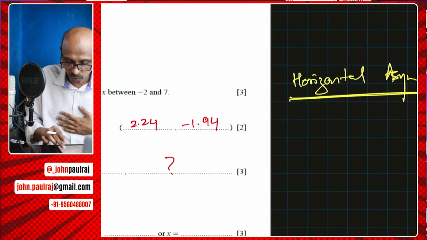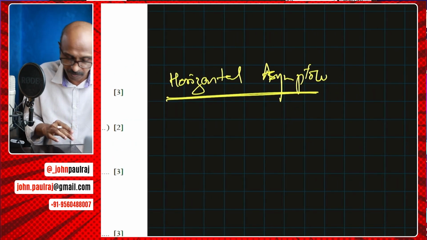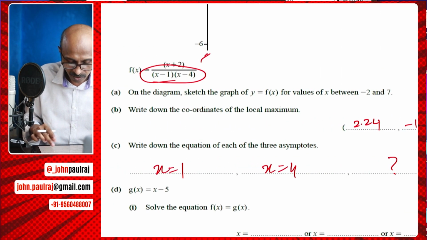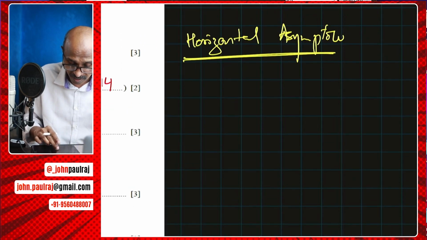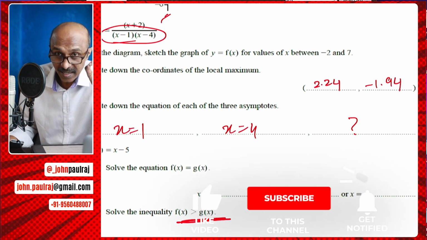I cannot say for sure that they will ask horizontal asymptote or vertical asymptote 100%. But I can't rule out the possibility, only because it has come in at least 2 different years. And this is from 2019, right? Yes, it's the 2019 paper. They've asked for the horizontal asymptote, even though they've not clearly stated that it's the horizontal asymptote.